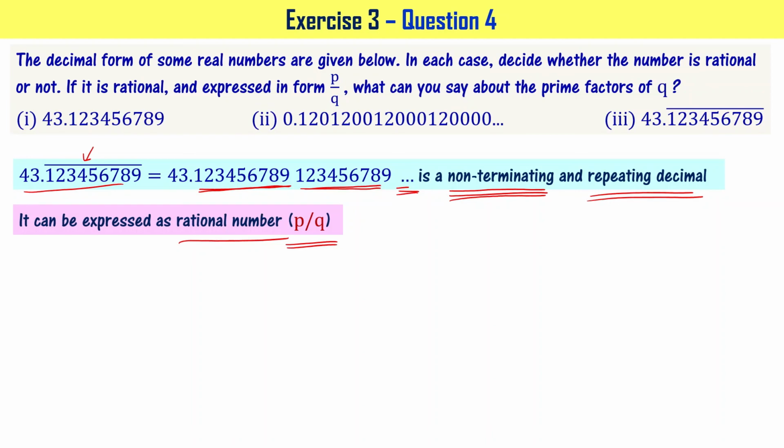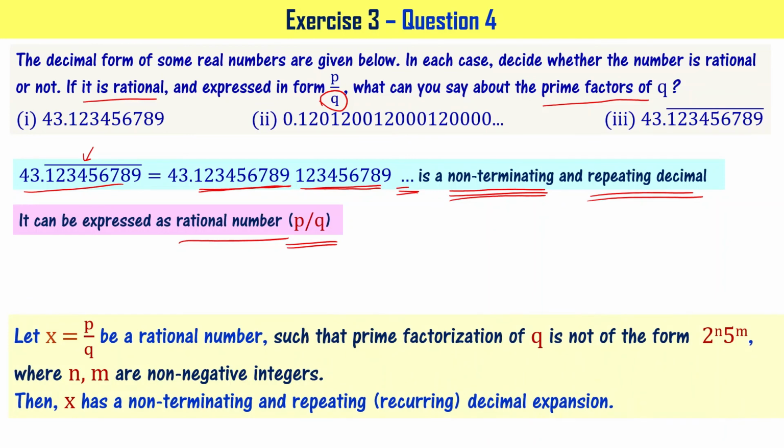Now, since it is a rational number, can you say something about what is q? Or can you say something about prime factors of q? For that, quickly recall this theorem. Let x equal to p by q be a rational number. It is already a rational number, the given number, right? Such that the prime factorization of q is not of the form 2 power n 5 power m, right? In that case, x has non-terminating and repeating decimal expansion.